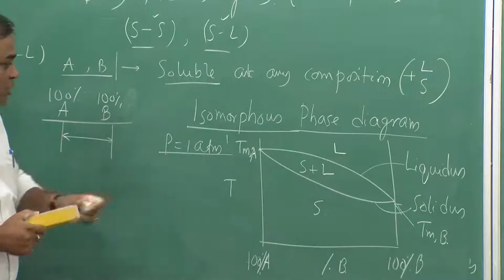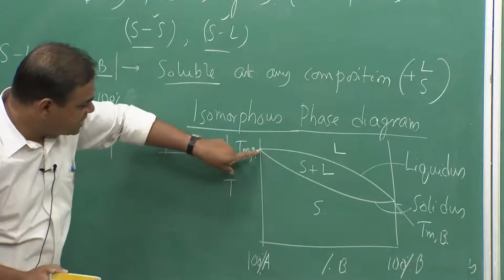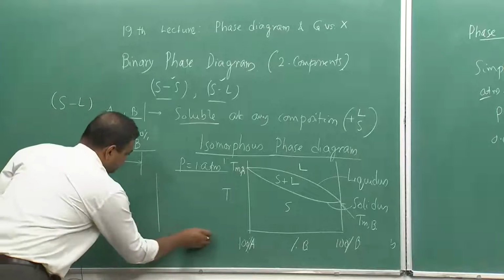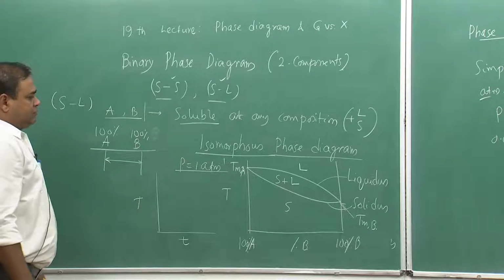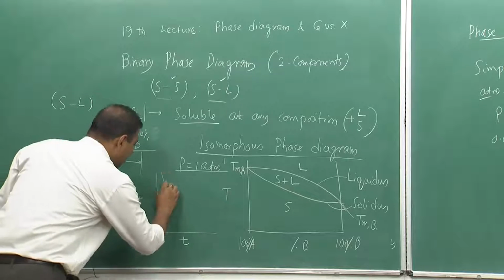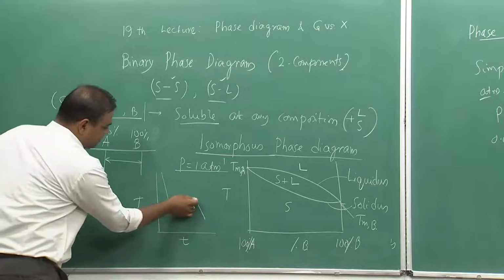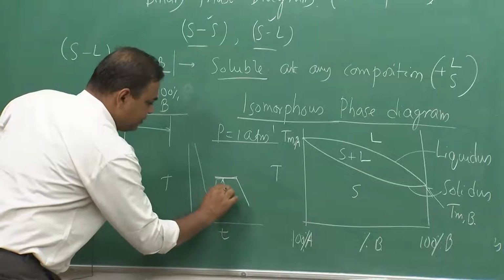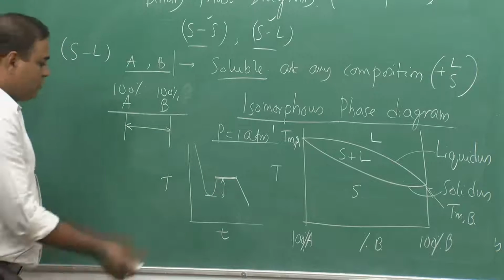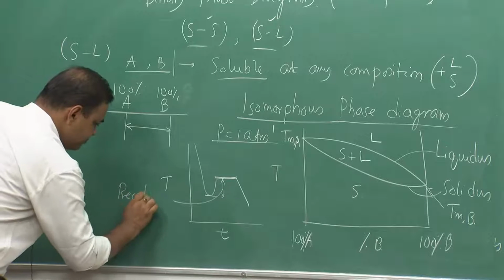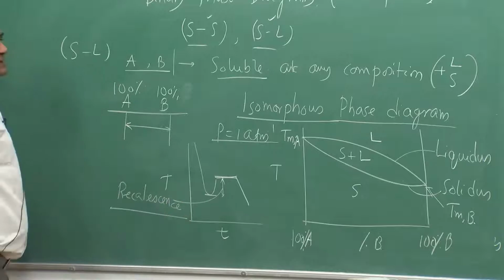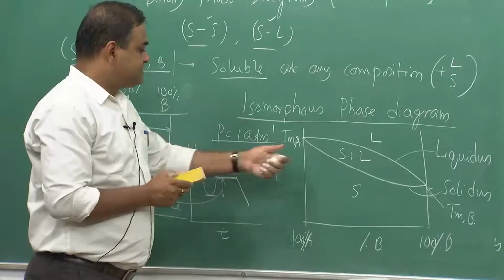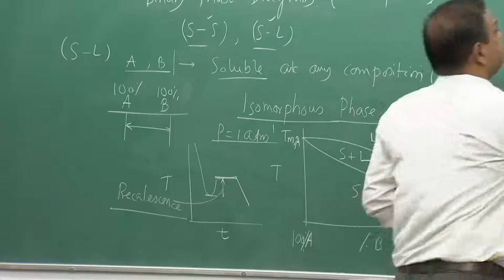the melting point of B, because at this point both the lines are merging together. And then if I try to see the temperature-time cooling curve, then the cooling curve would look like this. It is a single component melting. And this point, as we have discussed, is coming due to recalescence. Now, let us discuss this diagram a little more. So, let us come to this particular part.